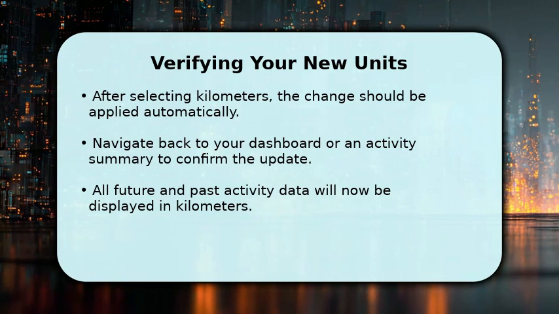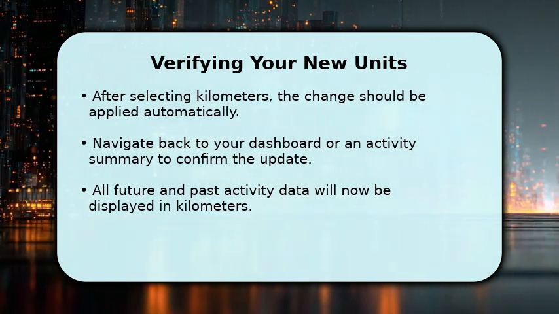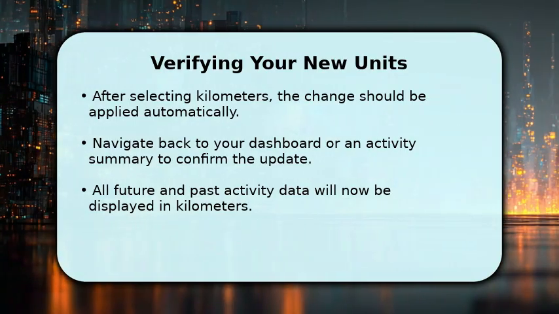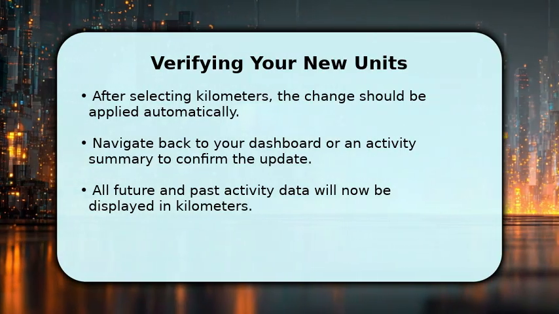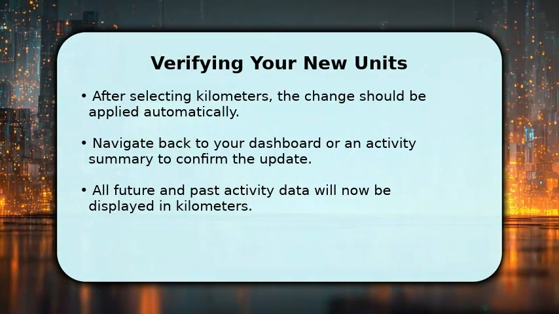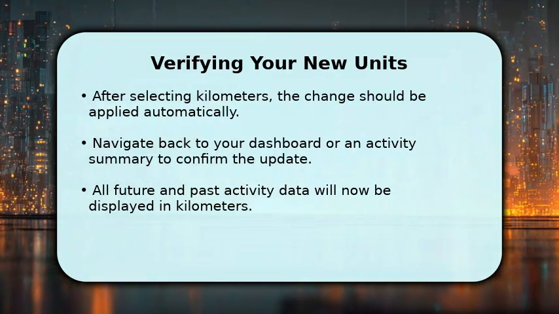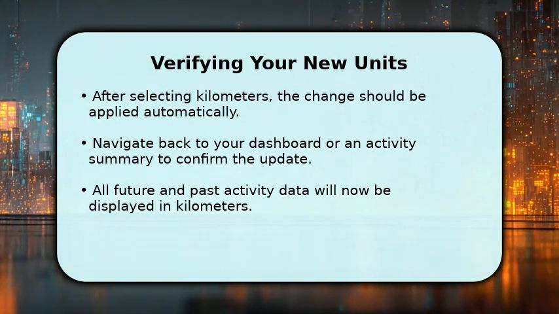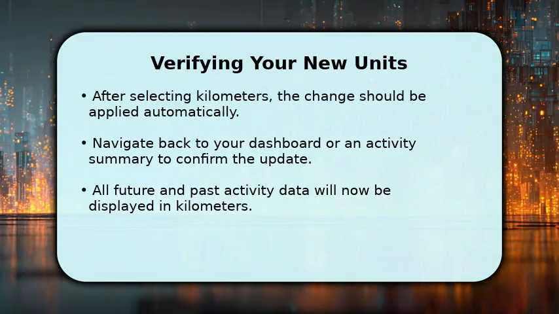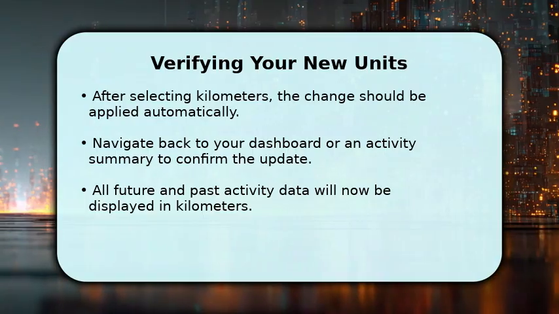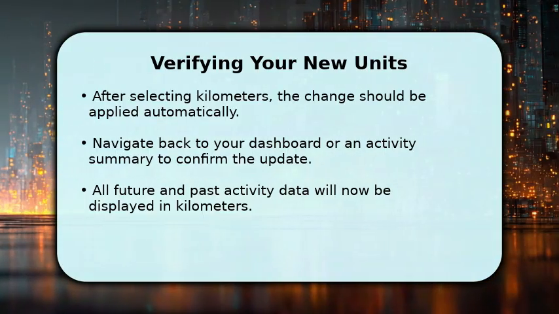Once you've selected kilometers, the app should automatically save your preference. To ensure everything is updated correctly, you can simply navigate back to your main dashboard or check a recent activity summary. You should immediately see your distances displayed in kilometers instead of miles. This change applies across the board, so all your past and future activities will reflect your new preferred measurement system. Enjoy tracking your progress in kilometers.